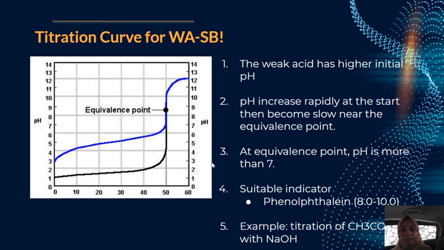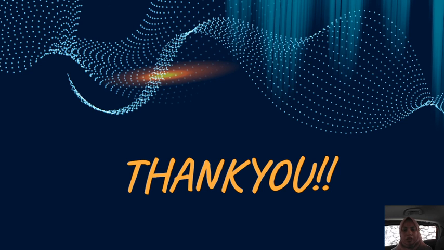So the suitable indicator for this weak acid and strong base is phenolphthalein, because 9 lies between 8 and 10. So the indicator can signal the acidity and the alkalinity by changing color. The example for weak acid and strong base is titration of ethanoic acid with sodium hydroxide. I think that's all from me.